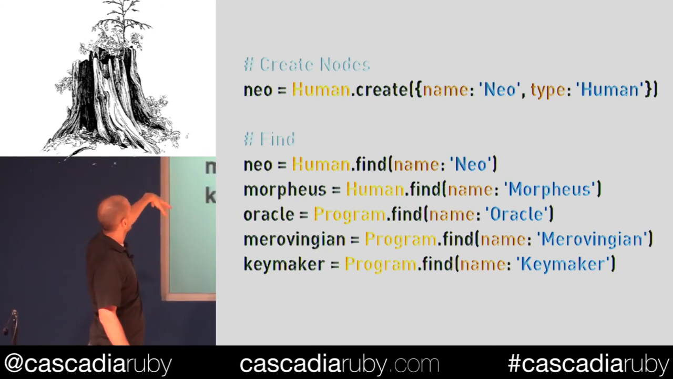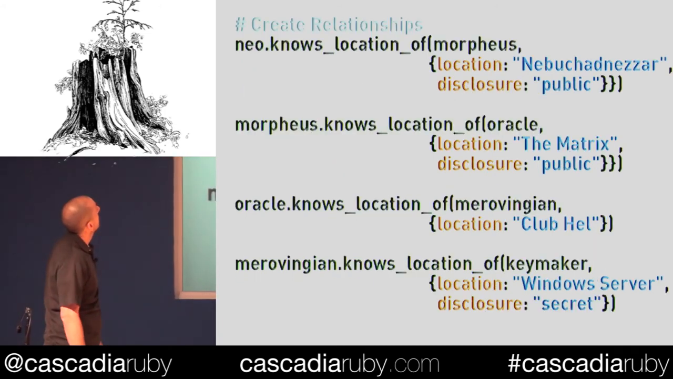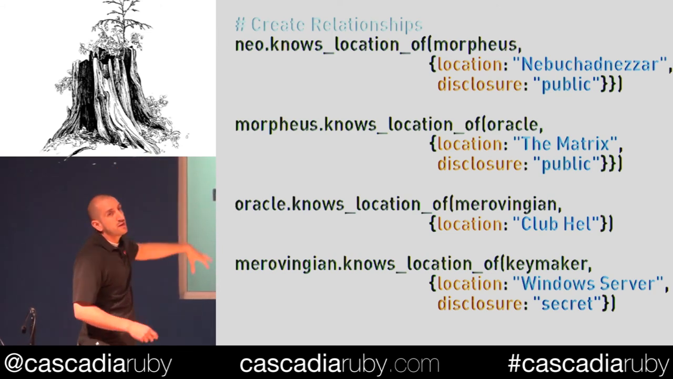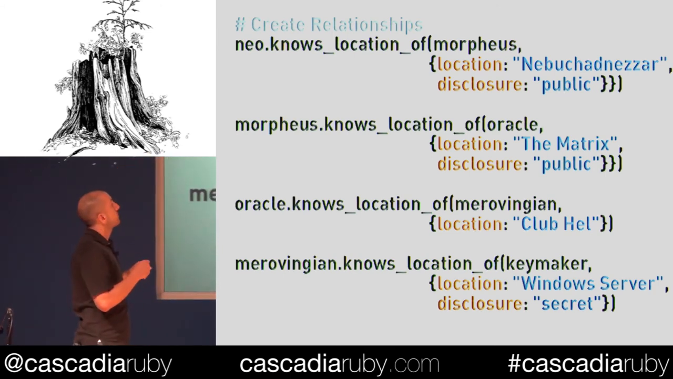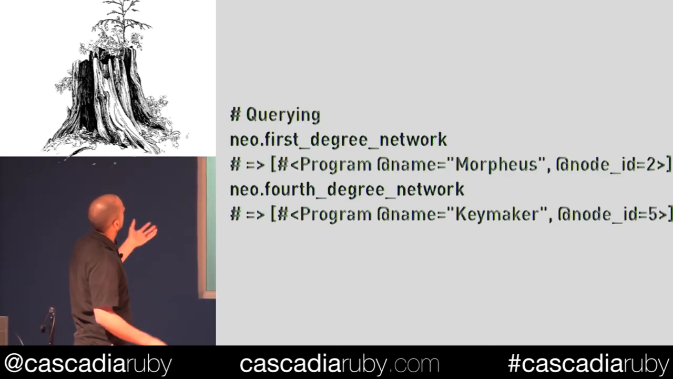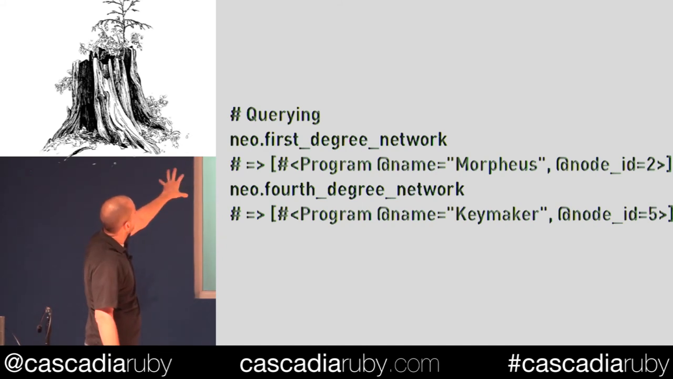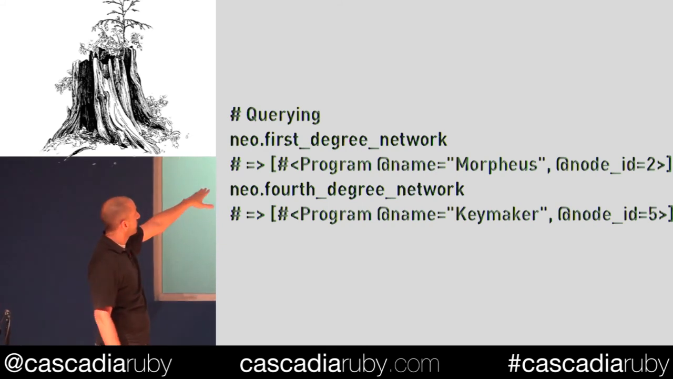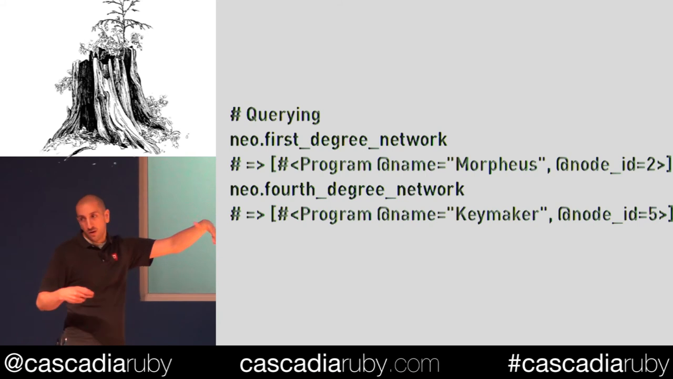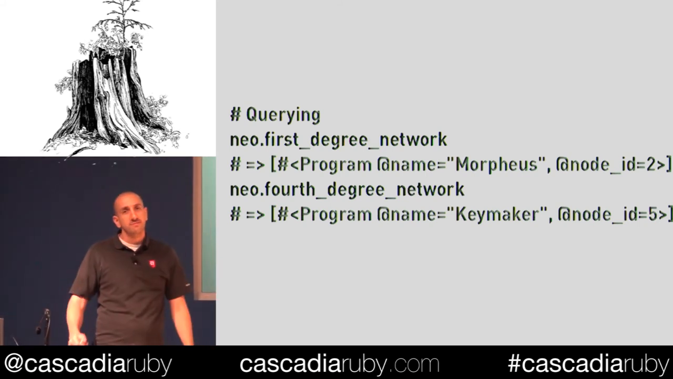And now you have all these variables, and then you can say, I'm going to create all the relationships. Basically, we're creating the graph that I was showing you by doing this stuff. And then finally, you just say, give me Neo's first degree network, and then give me the fourth network, which would give you eventually a KeyMaker, and you're done. That's it. You're good to go.